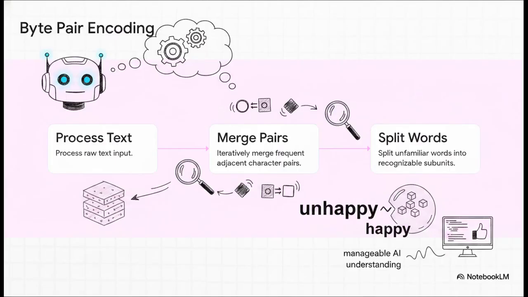Now, what's really interesting about this slide is how the industry finally solved this. They used something called byte pair encoding, or BPE, which perfectly balances the vocabulary. BPE starts with individual characters and then, iteratively, merges frequent adjacent pairs. The result? A manageable vocabulary of around 30,000 to 100,000 tokens. If it encounters a really common word, it keeps it whole. But if it encounters a complex or unfamiliar word, like unhappy, it elegantly splits it into recognizable subunits, like un and happy. This right here is the industry standard that allows our AI crew to understand our instructions so flawlessly.